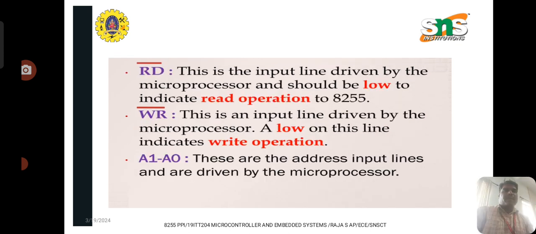RD bar is the input line driven by the microprocessor, and it should be low to indicate a read operation to the 8255. WR bar is an input line driven by the microprocessor. A low on this line indicates a write operation. A1 and A0 are the address input lines driven by the microprocessor.